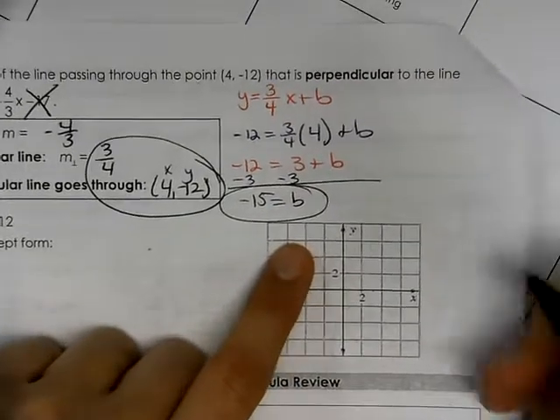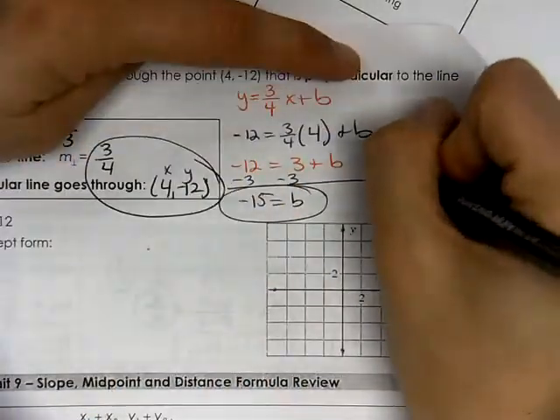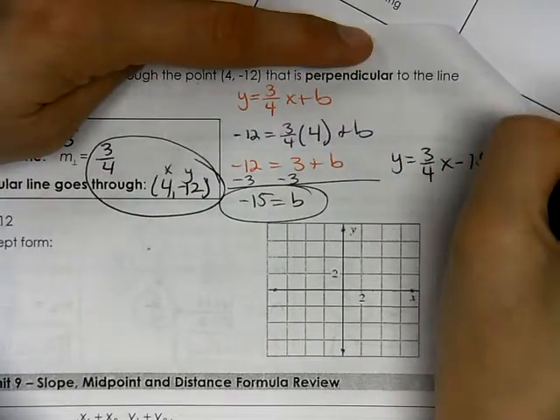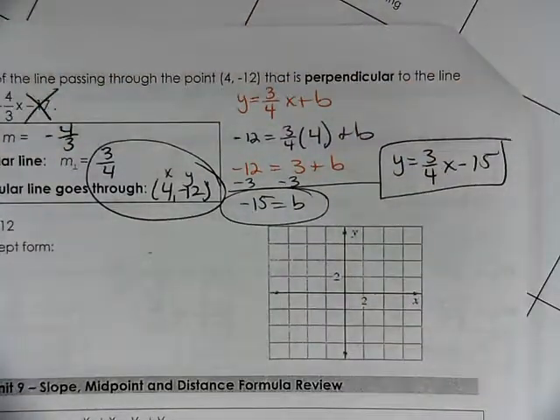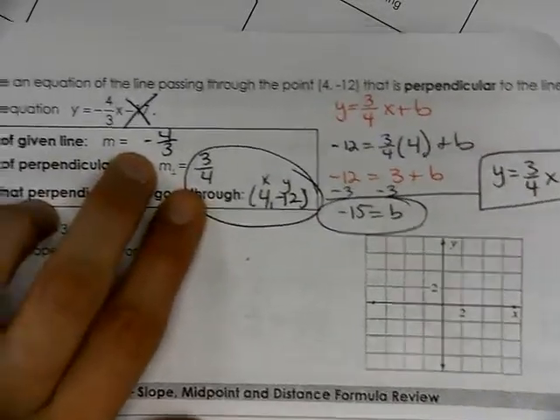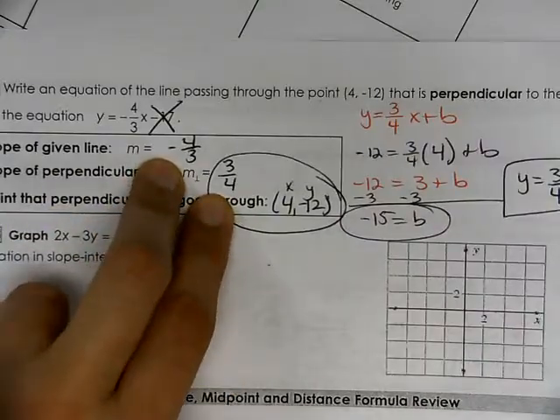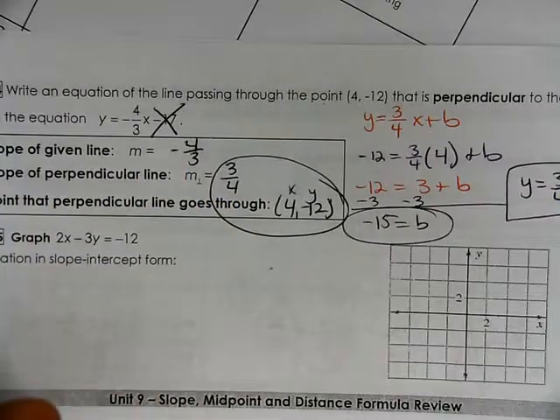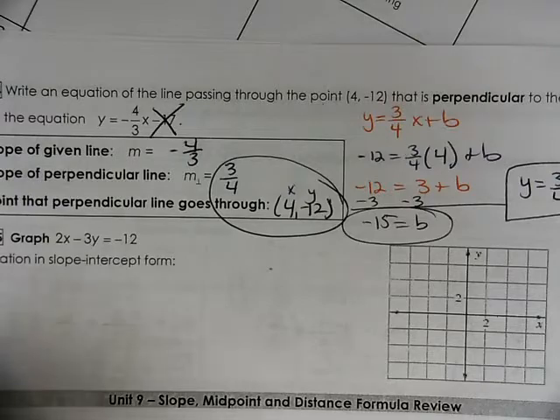So my final answer is y equals 3/4 x minus 15. Make sense? The key there is to remember the perpendicular slope. Because we did the process the same way all 3 times. One we just had to find the slope. One we had to do parallel slopes. One we had to do perpendicular. All of those show up on the quiz on Friday.